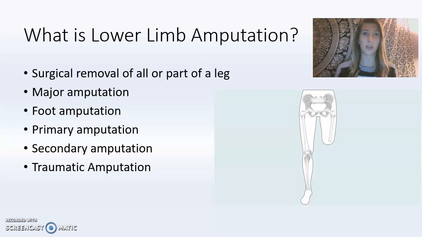There is a major amputation, which is any amputation performed above the level of the ankle. There is a foot amputation, where the amputation is at or below the ankle. And then there is a primary amputation, which is an amputation performed without an attempt at limb salvage. There is a secondary amputation, which is an amputation following a failed attempt at revascularization, and there is a traumatic amputation, where the limb loss occurs in the field at time of injury.